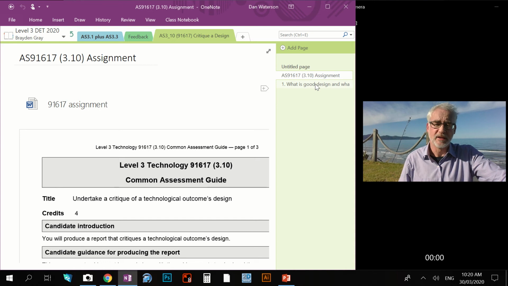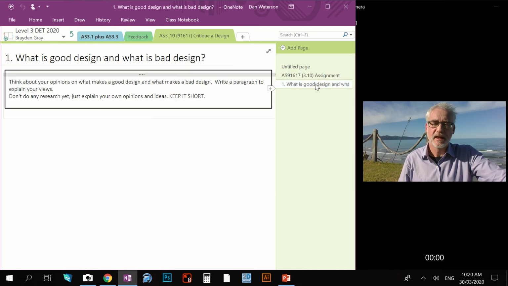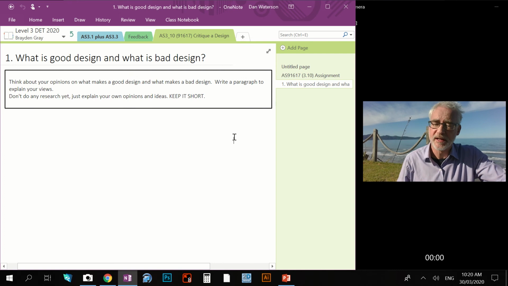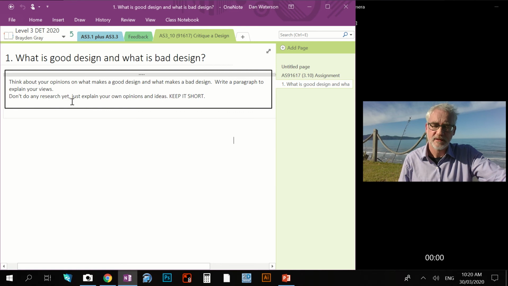The second thing we're going to take a look at today and complete is step number one. If I click on this page, we've got some notes here at the top. It says, think about your opinions on what makes a good design and what makes a bad design. Write a paragraph to explain your views. Don't do any research yet. Just explain your own opinions and ideas and keep it short.